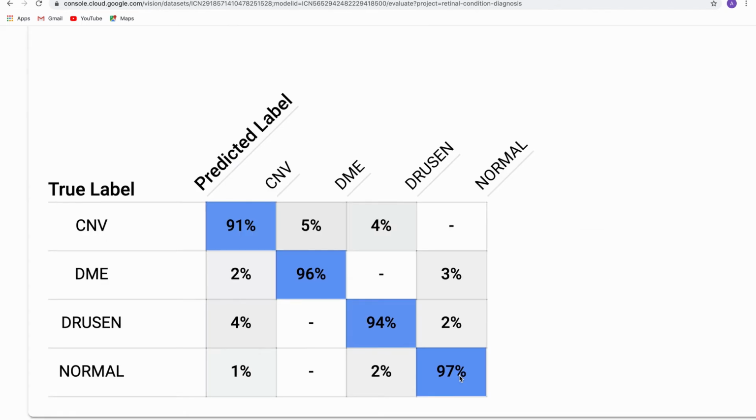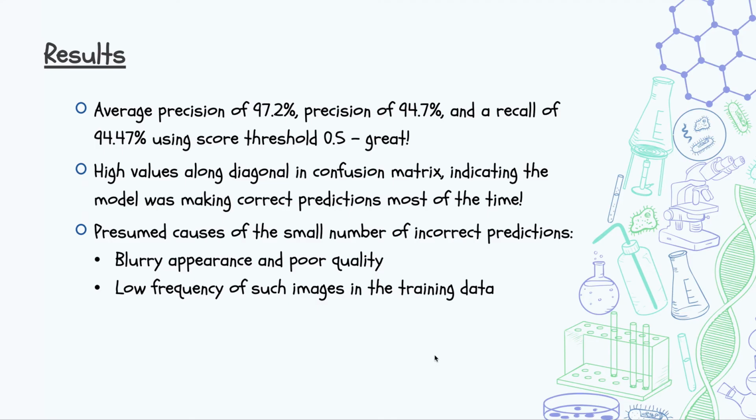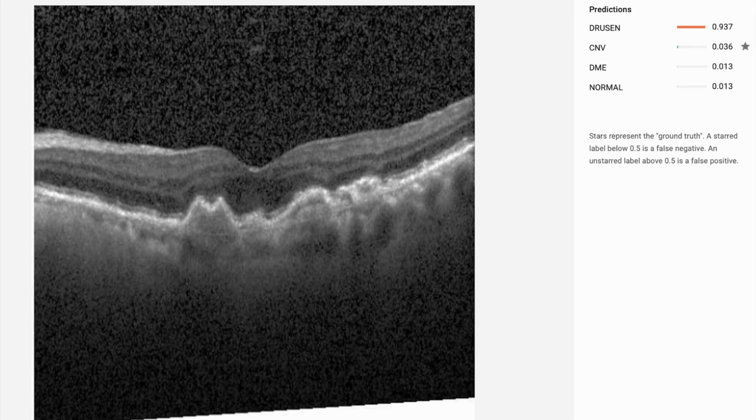The values on the diagonal of a confusion matrix represent correct predictions. The high values on this matrix's diagonal prove that the model was doing very well. Now, I also wanted to know which images the model didn't classify correctly. In fact, I found only 3 images where the ground truth differed from the prediction. This is one of them. Note the blurry appearance.